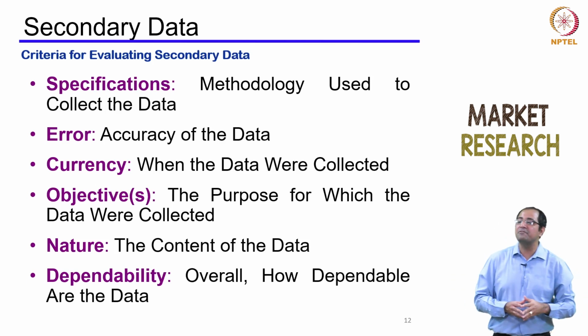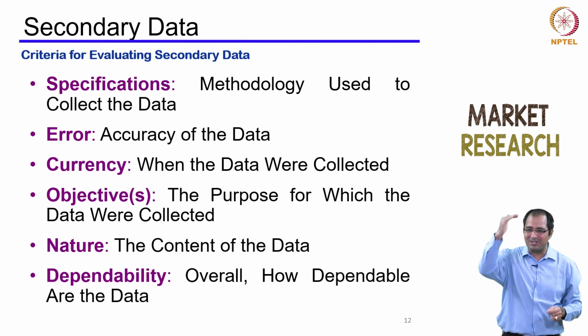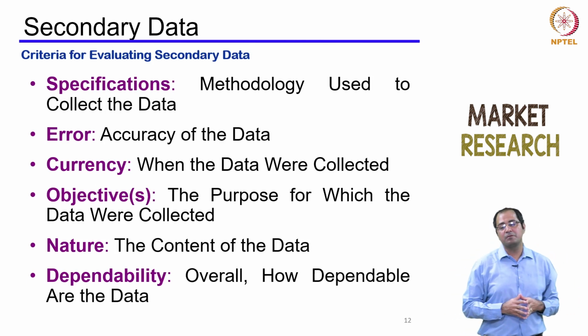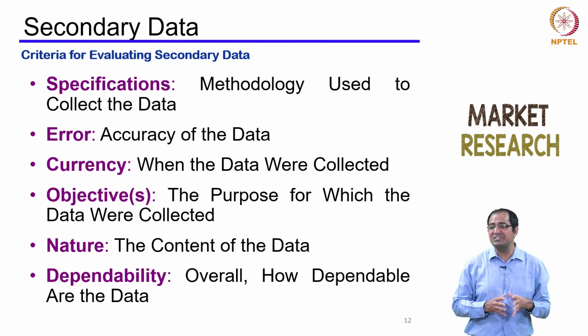That is the specification. First of all, for secondary data you have to run all these checks before you use it for your business issue. The second one is error.